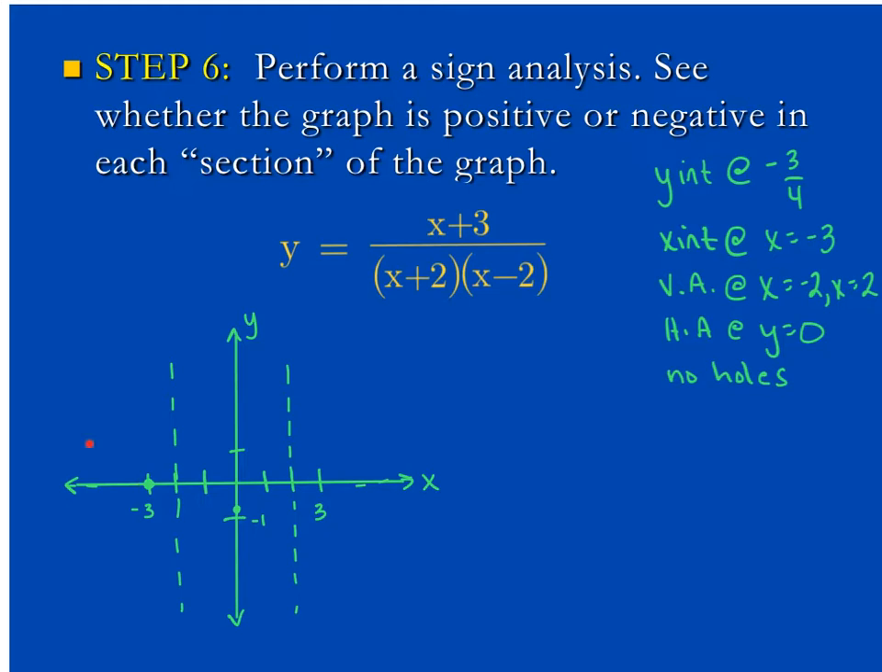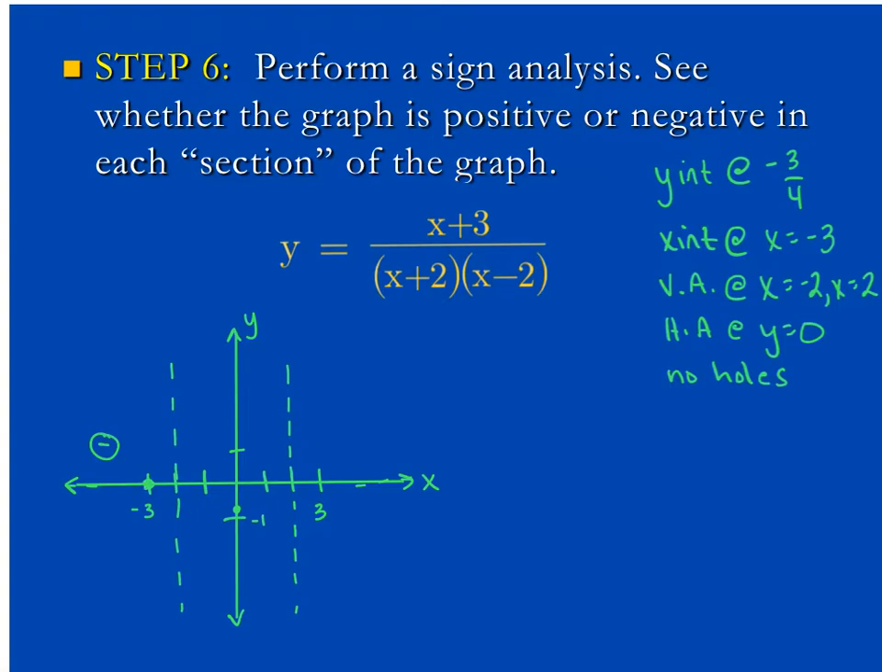So to see if the graph is above or below, I just test a point over here. I could try -4, I could try -4 million. I go up to my function and I'm putting in -4. Well, -4 will put the numerator as being negative, because we would get -1. So the numerator is negative. -4 plus 2 is a negative. -4 minus 2 is a negative. And a negative times a negative is a positive. So we end up with a negative over a positive, which is a negative number. So this section of the graph will be negative, which means it's going to be below the x-axis.